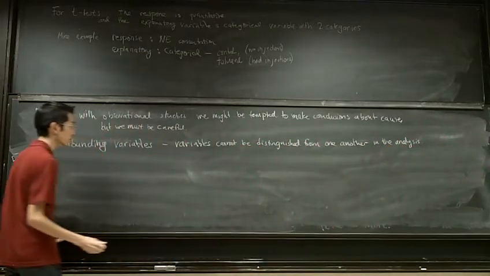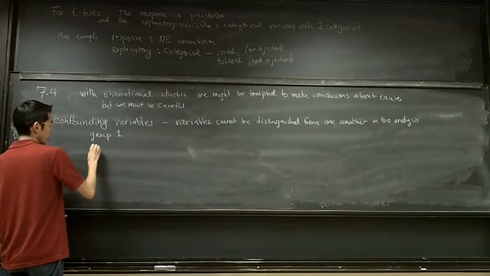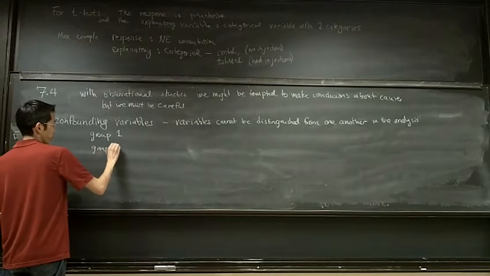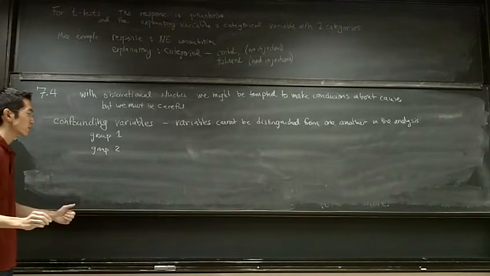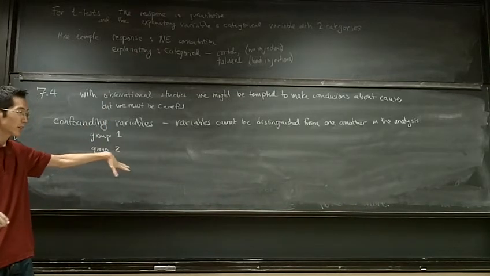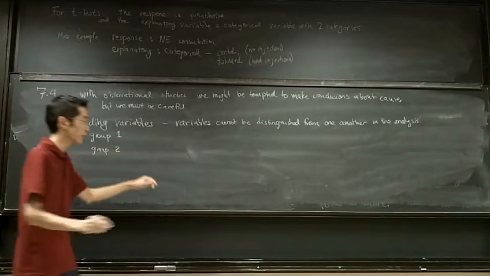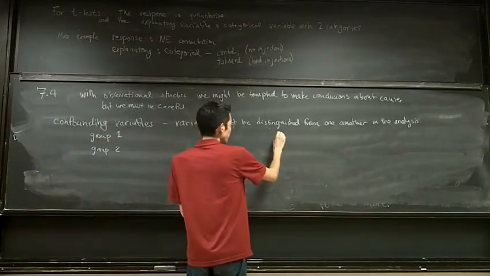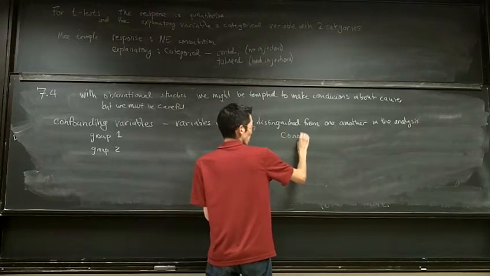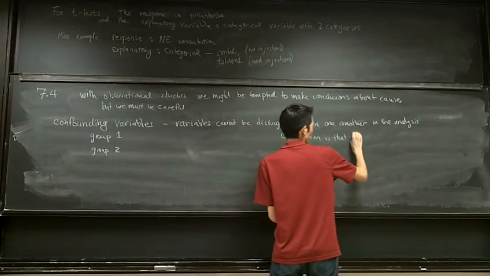Set up two groups, group one and group two, and at the end of your study, you see that there is a difference between group one and group two. So maybe you've done an experiment, okay? And there is a difference. The conclusion is that there is a difference.